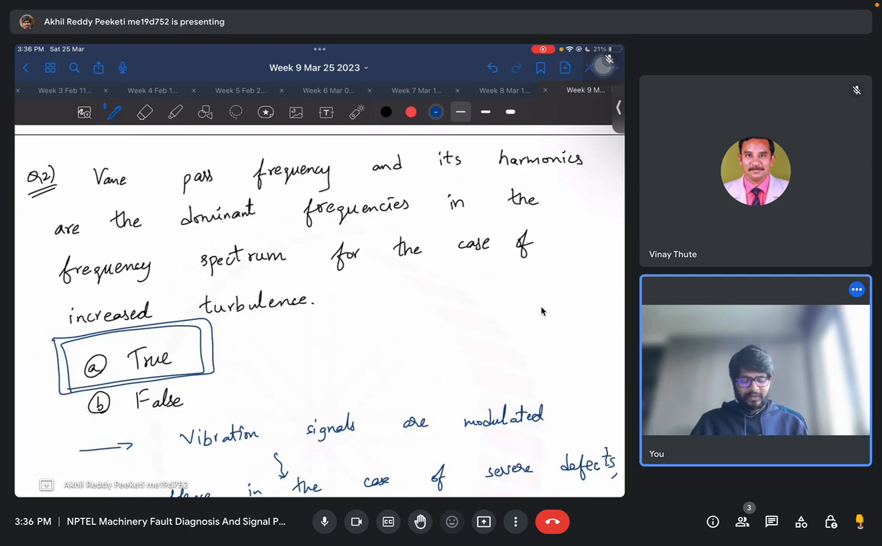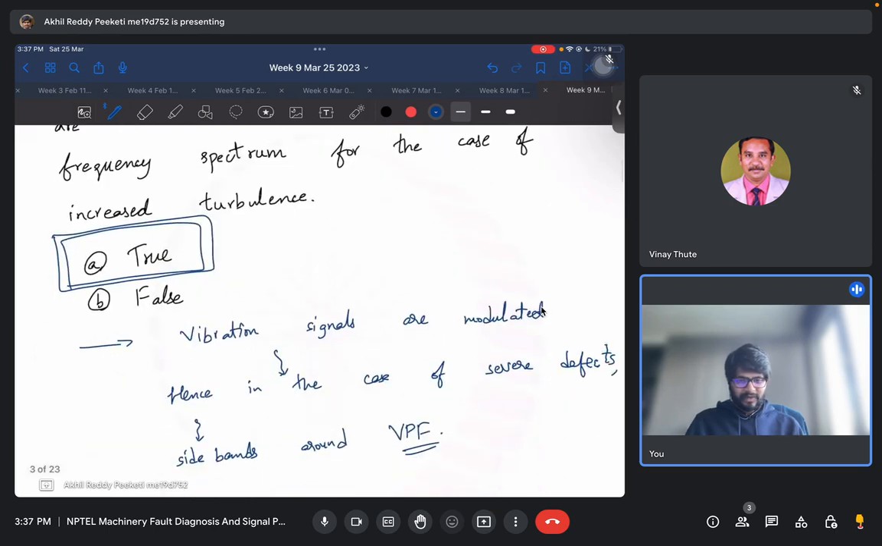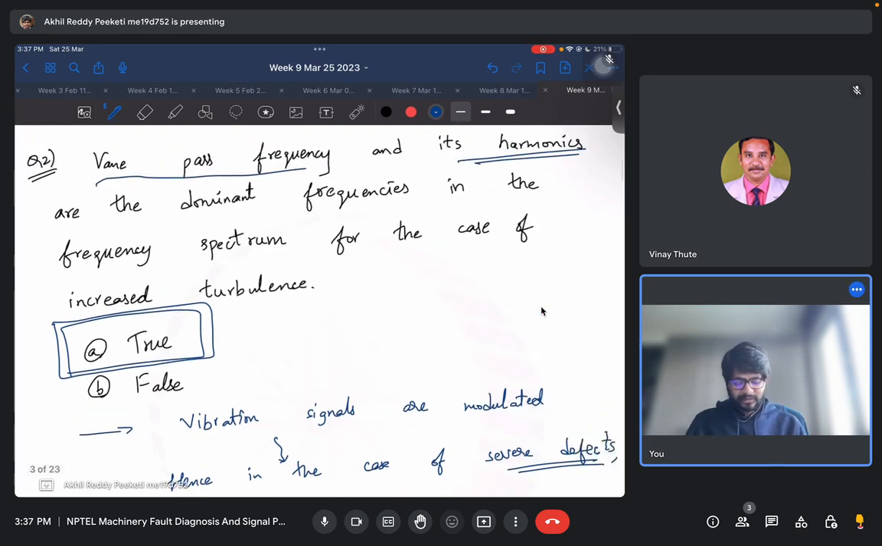Next, if there is any defect or fault, when you are looking at the frequency spectrum, you would see the peaks at vane pass frequency and its harmonics. Okay, so these vibration signals would be modulated, and in the case of severe defects, you would observe sidebands around VPF. These sidebands are basically at the harmonics. So the answer is true.